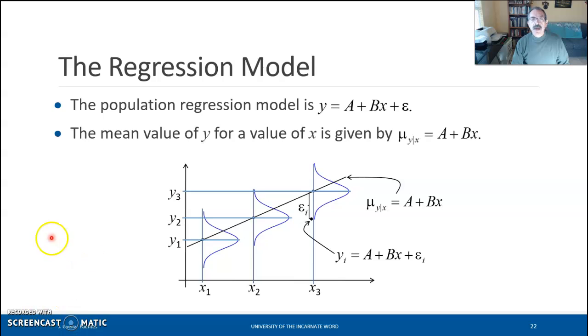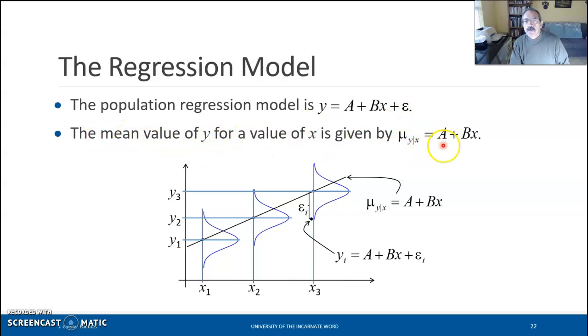In this section, we're going to look at the details of the regression model to see how we can interpret the estimates that we calculated using the minimization of the sum of squares. Again, the population regression model is just y equals the parameter for the intercept plus the parameter for the slope times the predictor, or the independent variable, plus the random error.